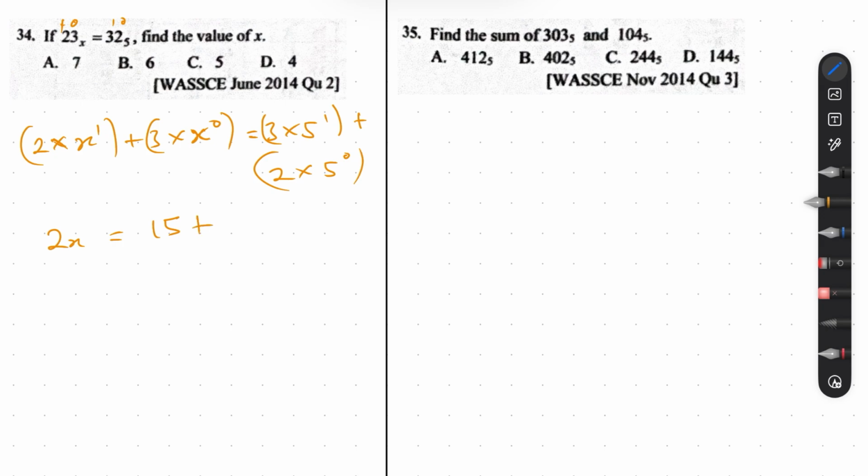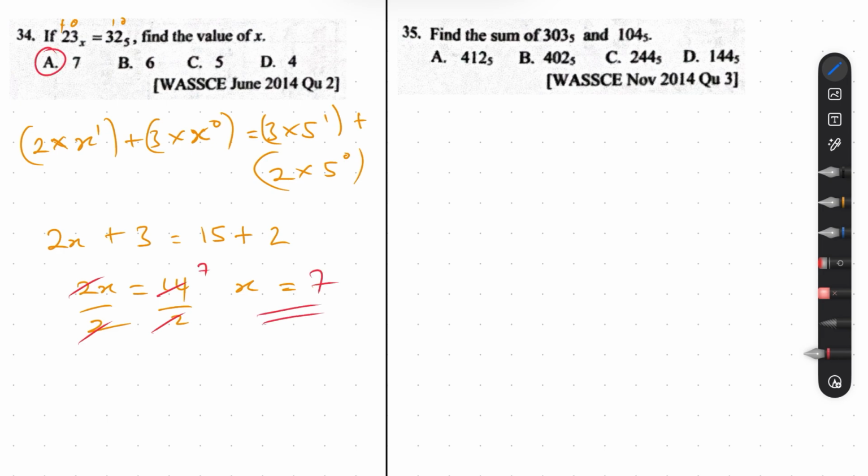2x plus 3 is equal to 15 plus 2. Okay, so we have 2x is equal to 14, and finally x is equal to what? x equals 7, okay, which is A. Cool.